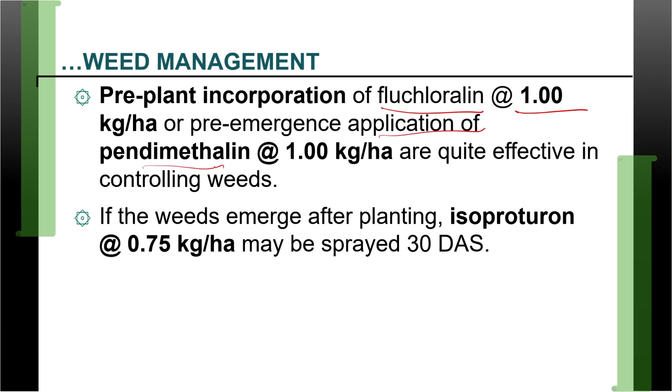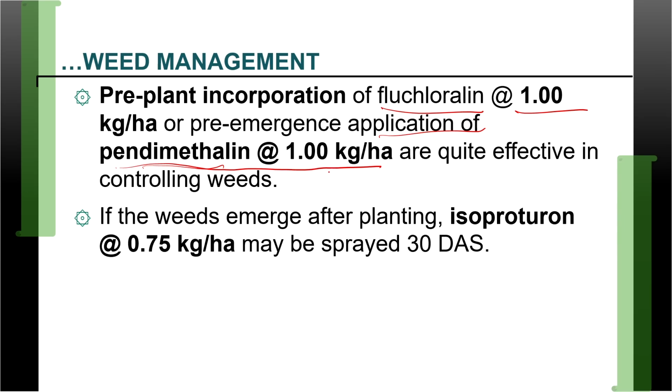If one is not interested to go for PPI, pre-plant incorporation, then pre-emergence application can be done. And in this case, pendimethalin is the most commonly used herbicide. It is used in all kinds of oilseeds, pulses, cereals, so it is a very widely used herbicide, pendimethalin, and the active ingredient, 1 kg AI per hectare, should be used.